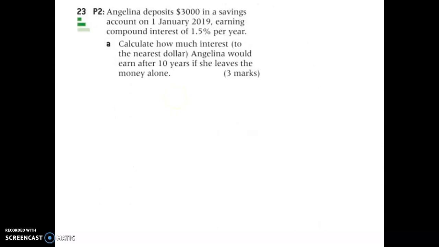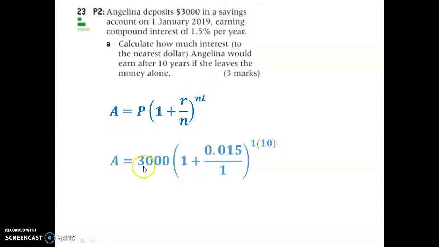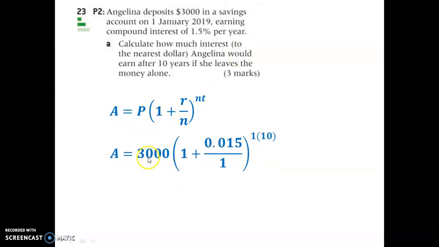Let's look at part A first. She invests 3,000 at this interest rate, and we're supposed to figure out how much interest she will earn after 10 years. It's compounded once per year. Well, it's compound interest, so let's use the compound interest formula, which is in your formula booklet. Into the formula, we're going to put in the original amount, the principal, 3,000, times 1 plus the rate.